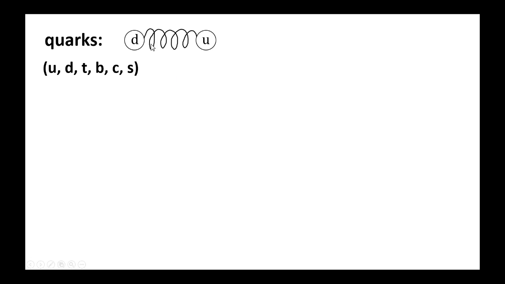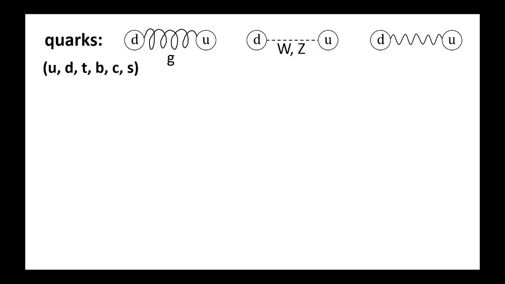Now, let's connect these forces to the different types of particles like quarks and leptons. We'll start with quarks. That includes up, down, top, bottom, charm, and strange. Quarks are the most versatile. They can interact via the strong force. This must be a gluon because the gluon mediates the strong force. But they can also interact via the weak force. So this would have to be a W boson or a Z boson. And finally, they can interact via the electromagnetic force. So this would have to be a photon. These are the ways quarks interact.